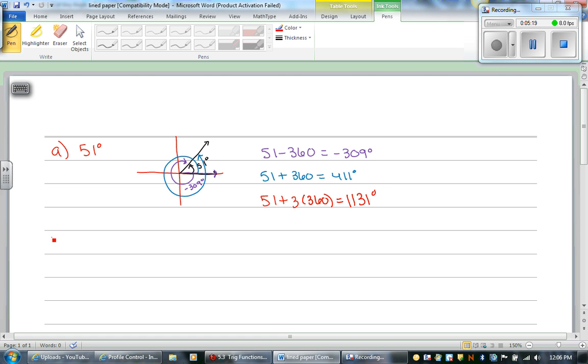Okay, so the second one was negative 7 degrees. So now I don't need to draw the rotation diagram. I can simply do the addition and subtraction.